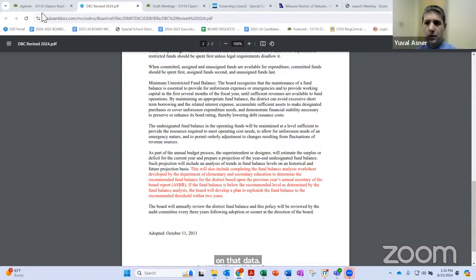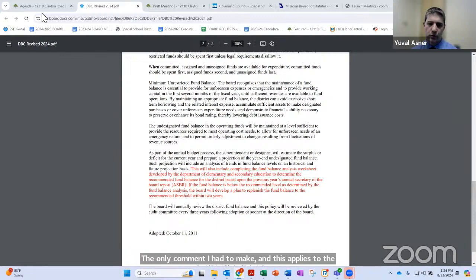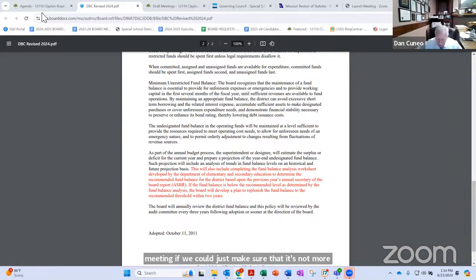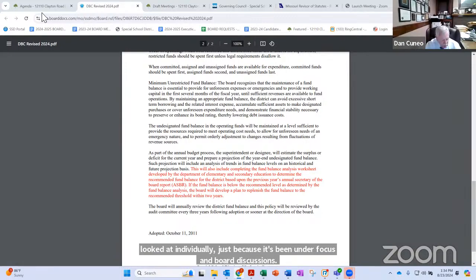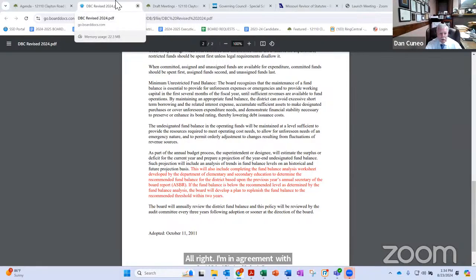The only comment I had, and this applies to the next policy as well, is that when we vote on it at the board meeting, if we could make sure it's not one of the consent items, but at least pull it out to be looked at individually, just because it's been under focus in board discussions. I agree with you, Dr. Asner, 100%. All right, I'm in agreement with the changes.